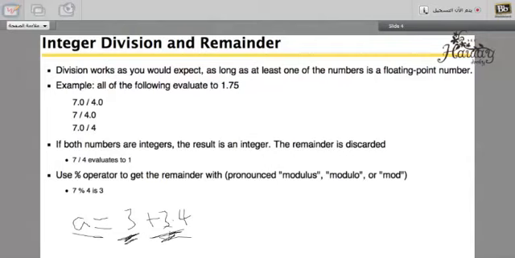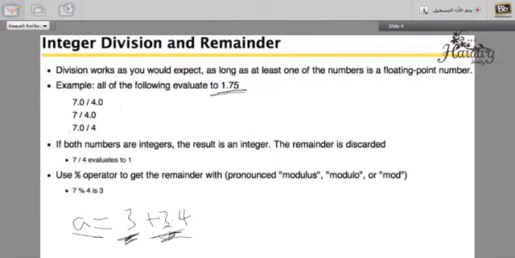Similarly with the division. Okay, so if we're dividing double by double, you'll get a double. If you divide an integer by double, you get a double. If you divide a double by integer, you get a double. So in all cases, you will get this. 7 divided by 4. In all cases, you'll get the answer of a double.